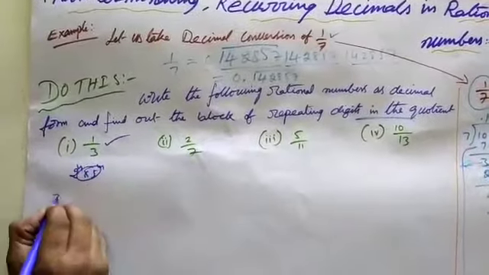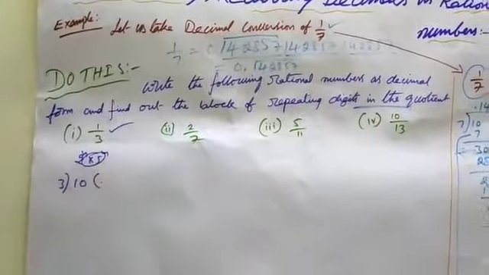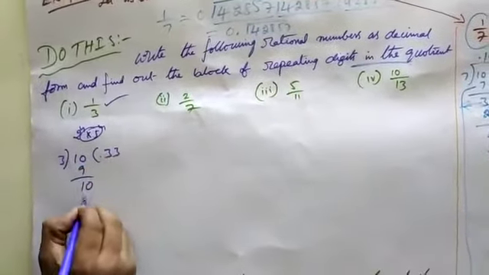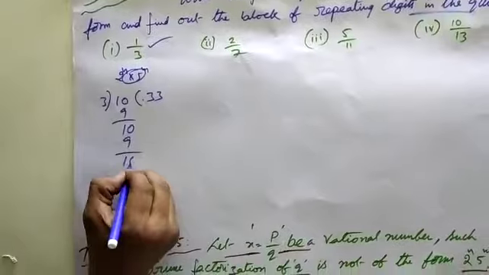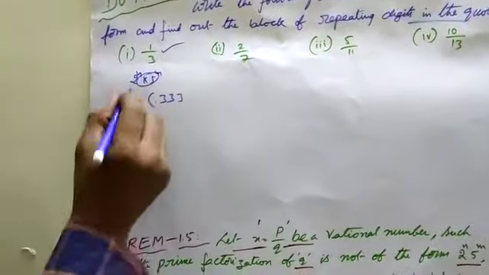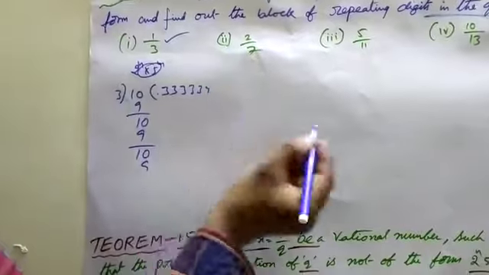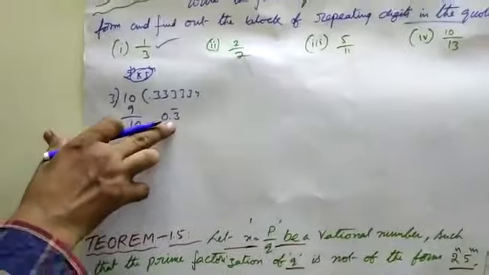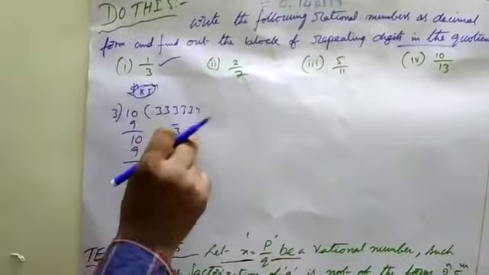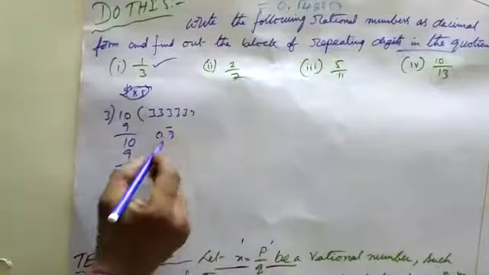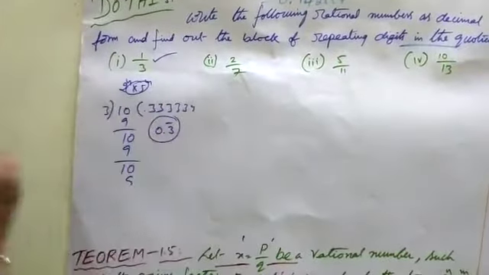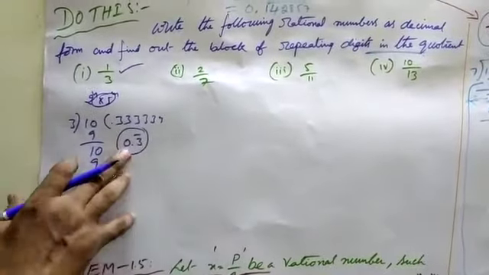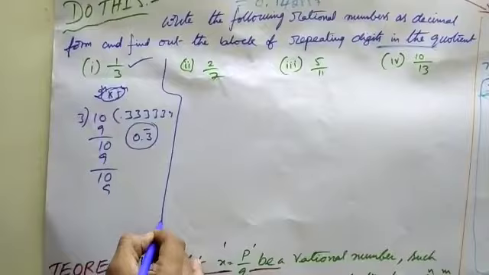See, for example, 3 into 1.0. 3 threes are 9, remainder 1. Again 0, 3 threes are 9. Again the same, so 3 3 3 3 3 3. That means 0.3 bar. The bar means the digit 3 is repeated, many times. The simple form is 0.3 bar. This is non-terminating repeating.